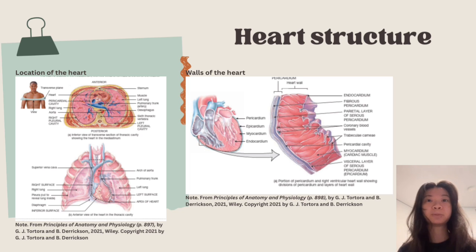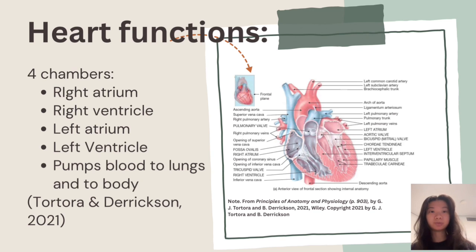The epicardium is made up of mesothelium and connective tissue, the myocardium is made up of cardiac muscle tissue, and the endocardium is made up of endothelium and connective tissue. The heart's function is to pump blood to the organs and to the lungs. It's made up of four chambers: the right atrium, right ventricle, left atrium, and left ventricle.